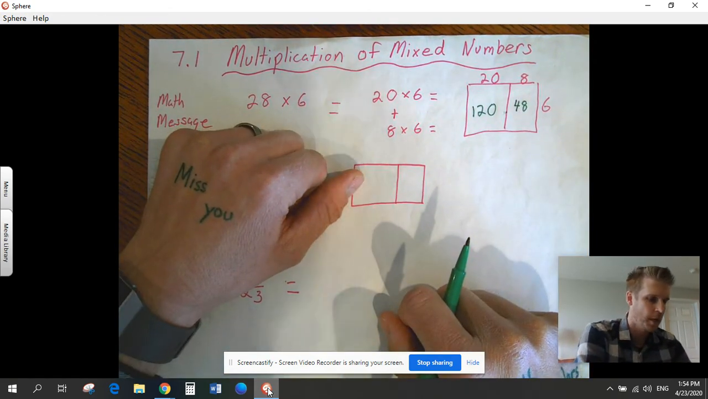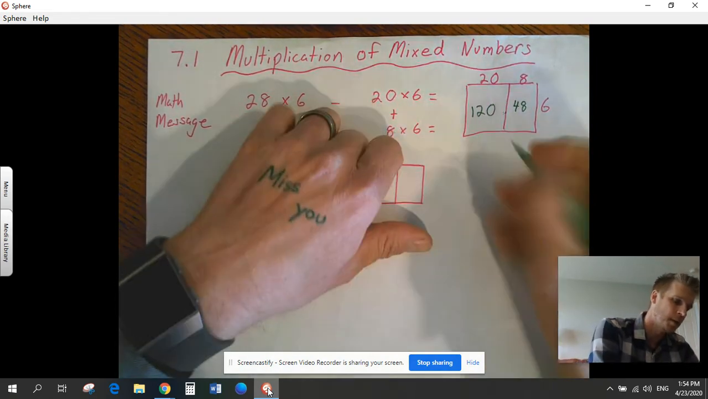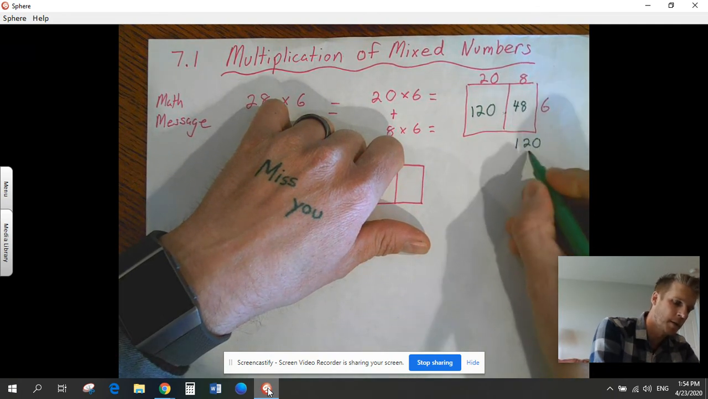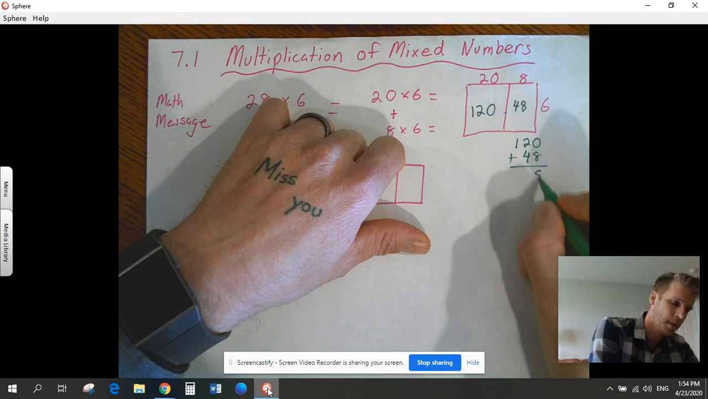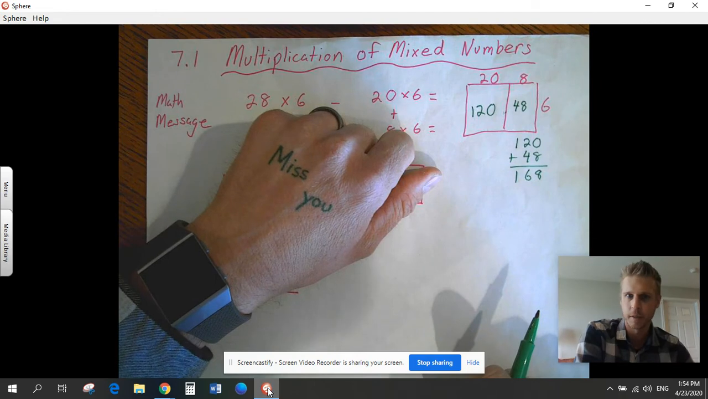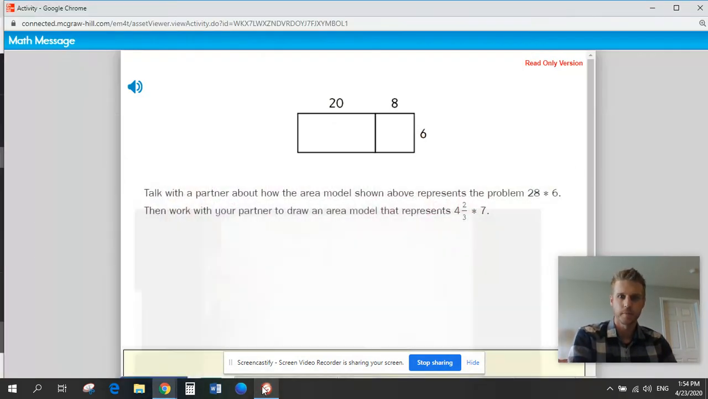So then at the end, we actually have two answers. We have 120 and 48. And just like partial products, you take your answers at the end and you add them up. So you go like this, you get 8, you get 6. So our answer for that would be 168. So back to the math message.